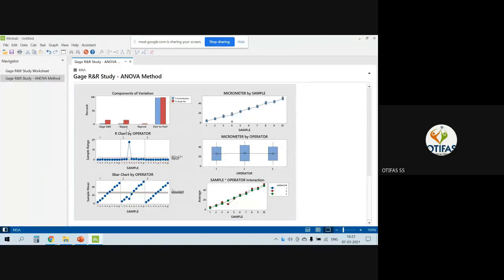Then you will come to know which part of the gauge R&R is causing the problem. Is it repeatability or reproducibility? Tell me which is causing more. Repeatability is more. That means we are not able to repeat the result. Now tell me, when you say repeatability, who is at fault? Is the gauge at fault or the operator?